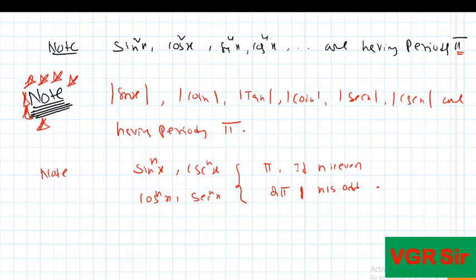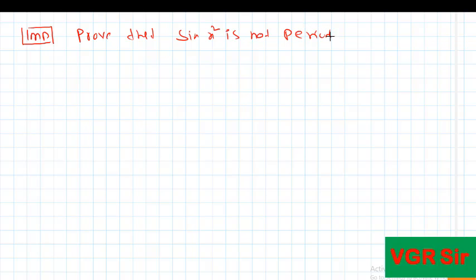Okay, next, this is also another important result. Prove that sin x square is not a periodic function. So students, this one is very important. Sin square x differs from sin x square. These two are different.